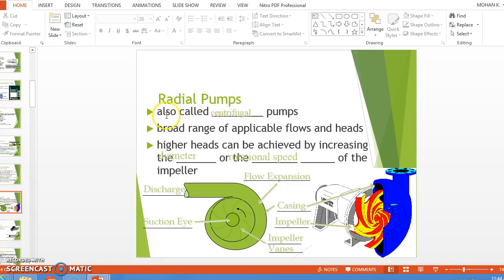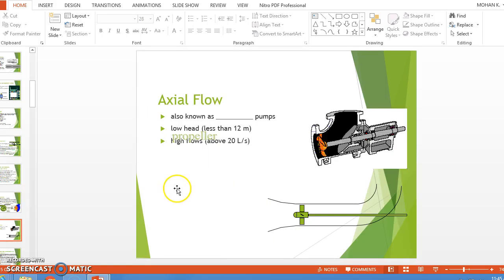Radial pump. A radial pump is also called a centrifugal pump. It is used to lift water from a lower level to a higher level. It consists of a casing, impeller vanes, and flow expansion. As the impeller vanes rotate inside the casing, the suction sucks the water from the lower level and moves it on to the delivery pipe, and it reaches the collecting tank.